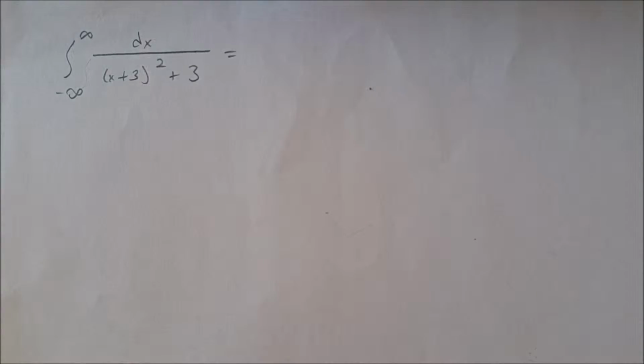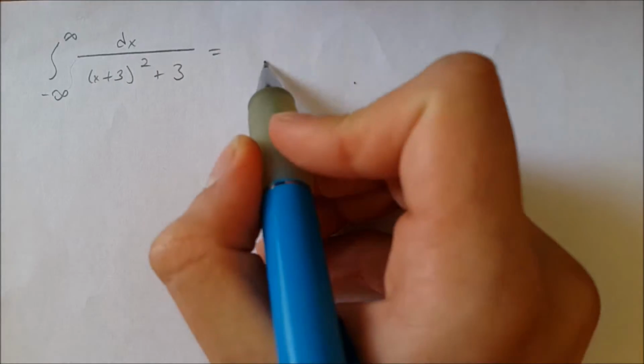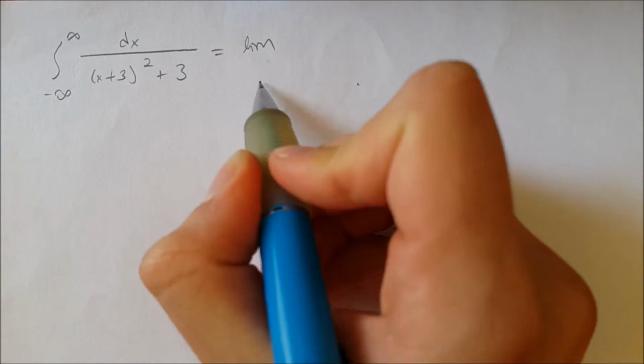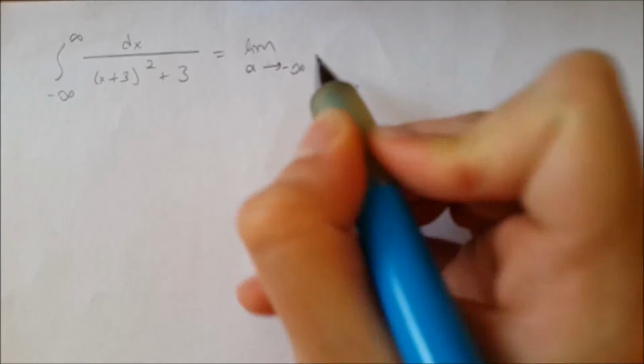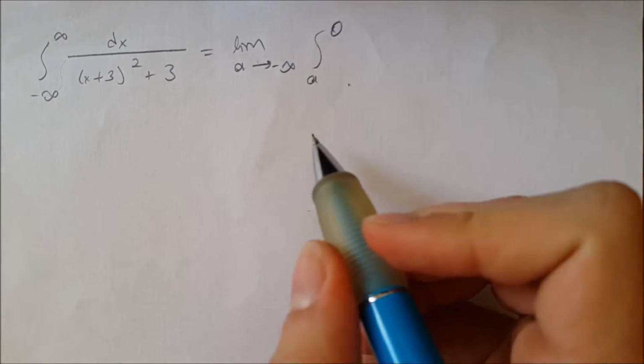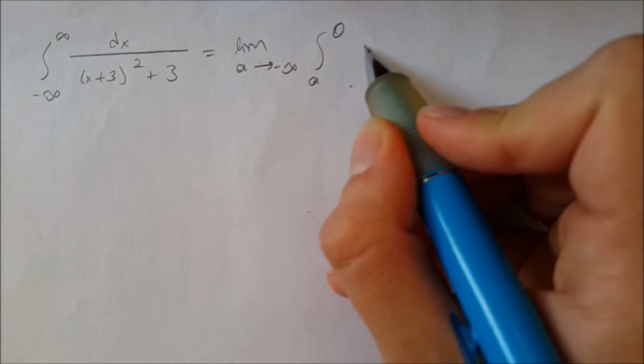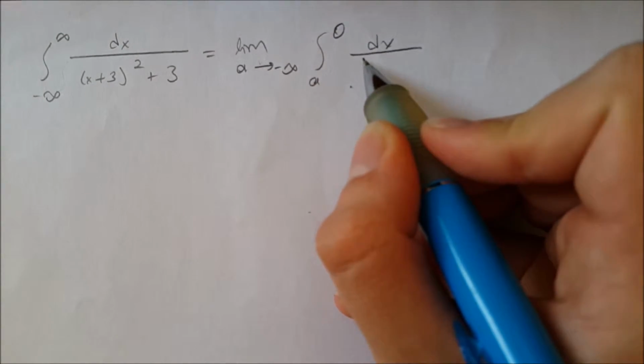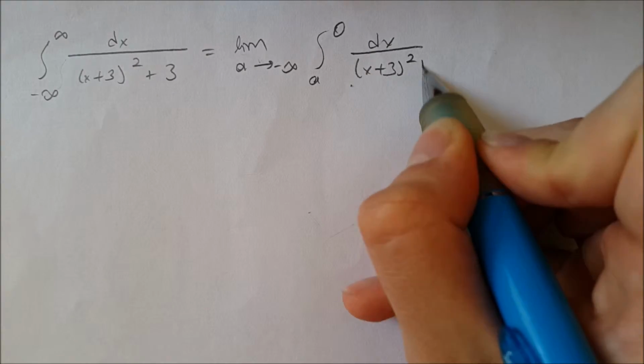In improper integrals, we cannot put infinity directly into our equation because there is no such number. So we create a number a and then a number b, and we make a and b approach two opposite infinities. In this case, we write it as the limit as a approaches negative infinity, from a to 0. Since a is the negative part, we have dx over (x plus 3) squared plus 3.